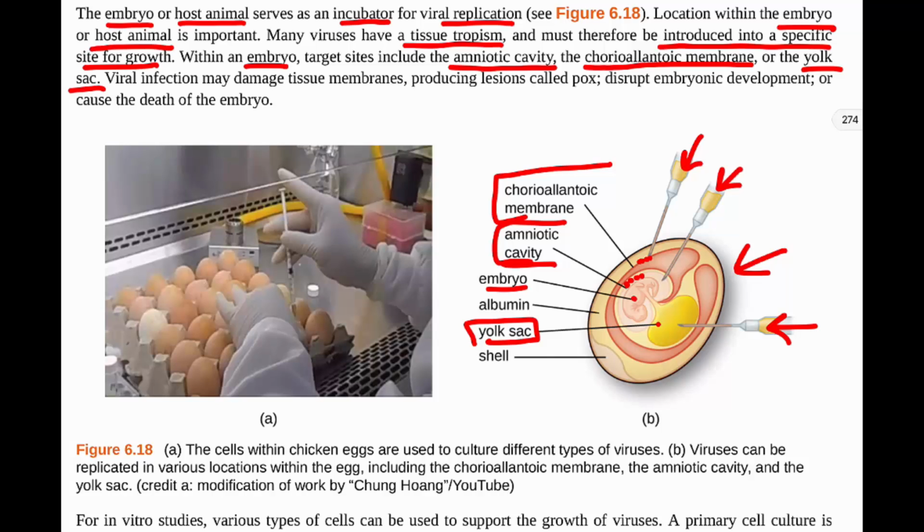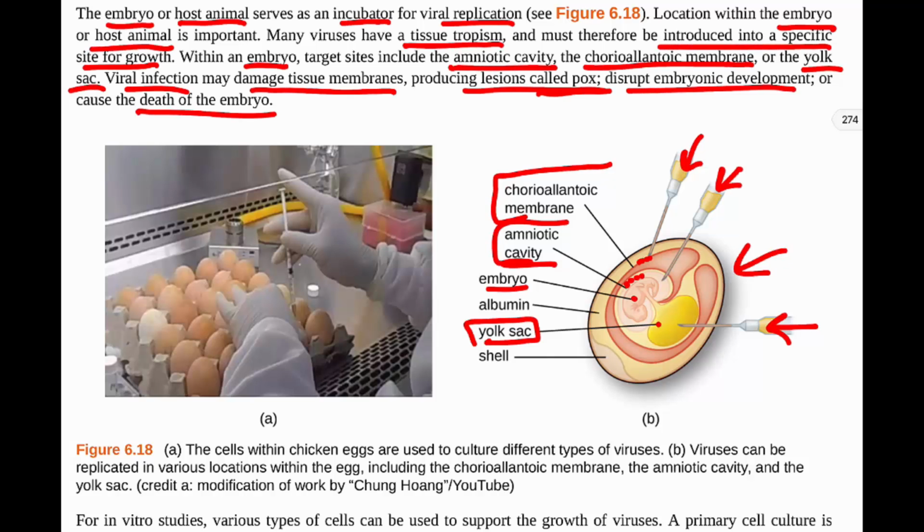So the viral infection, when they inject it, of course, may damage tissue membranes. So when they inject it, it may cause membranes, including lesions. A lesion due to a virus is called a pox. May disrupt embryonic development, so the embryo may no longer develop, or cause death of the embryo. So in this process, then the embryo likely will either not fully function or form correctly, or be killed in the process, either due to these pox, these lesions, or just because it's infected with the virus.